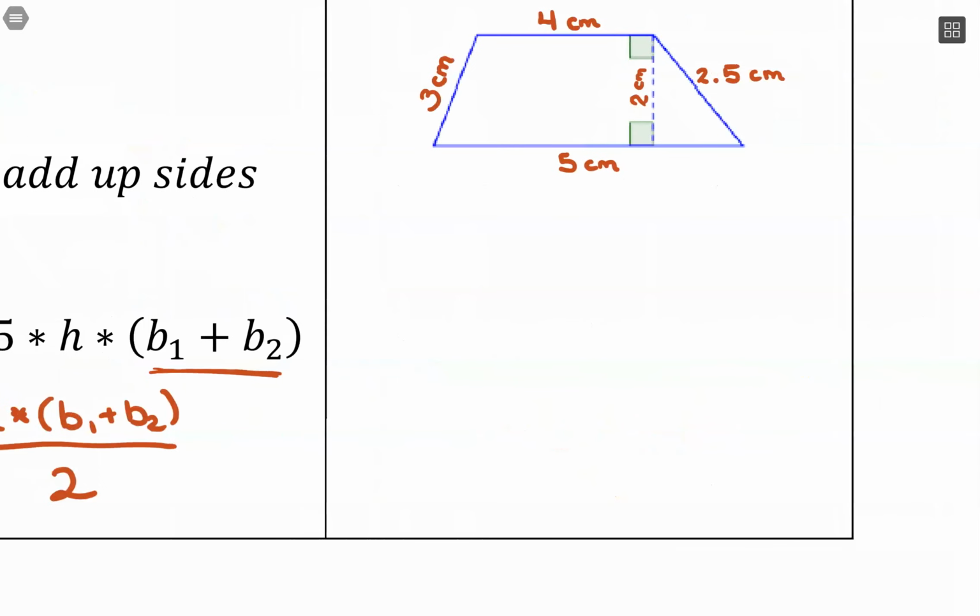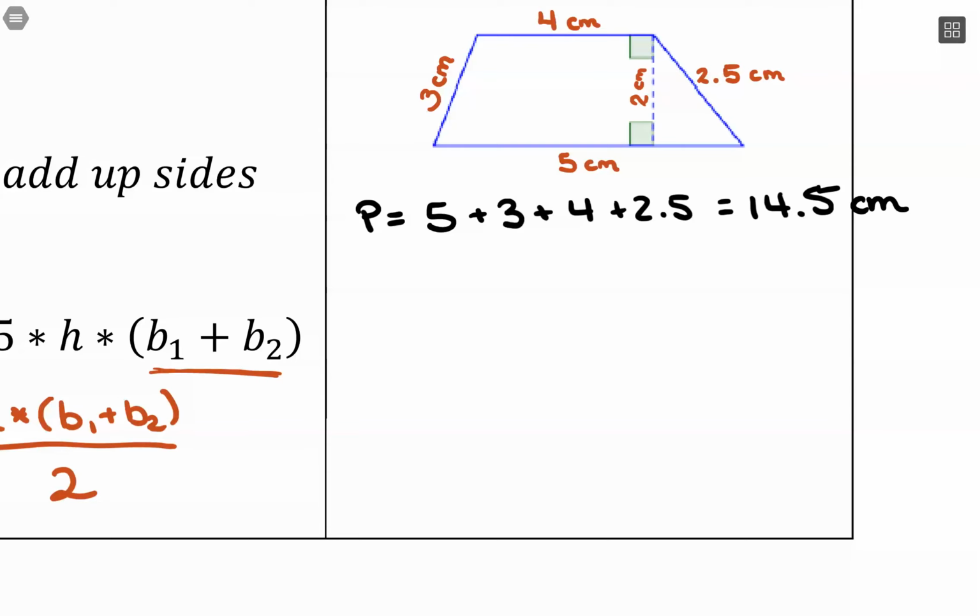All right, perimeter. Just add up along the outside, so I'll take 5 plus 3 plus 4 plus 2.5, so 14.5, and then I'm using centimeters there, so that would also be centimeters. And then for area, so we're going to take 1/2 times the height, which is the 2 centimeters, so I look for that perpendicular line, times, and then base 1 plus base 2, and this is where I look for my parallel lines, so 5 and 4 are my parallel lines.